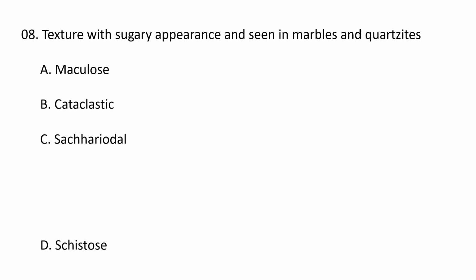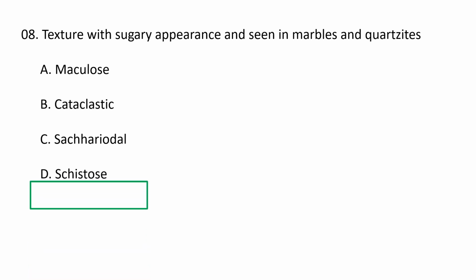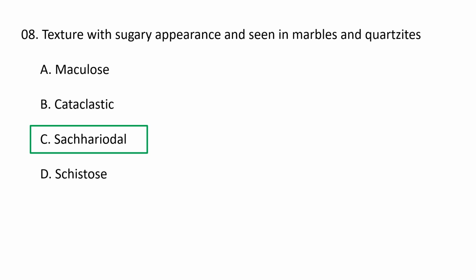Next question. Texture with sugary appearance, seen in marbles and quartzites, is A. Maculose, B. Cataclastic, C. Saccharoidal, and D. Schistose. So the texture with sugary appearance seen in marbles and quartzites is known as saccharoidal. This texture is commonly found in rocks such as marbles and quartzites. It displays a typically sugary texture. This is known as saccharoidal texture. C is the correct option.